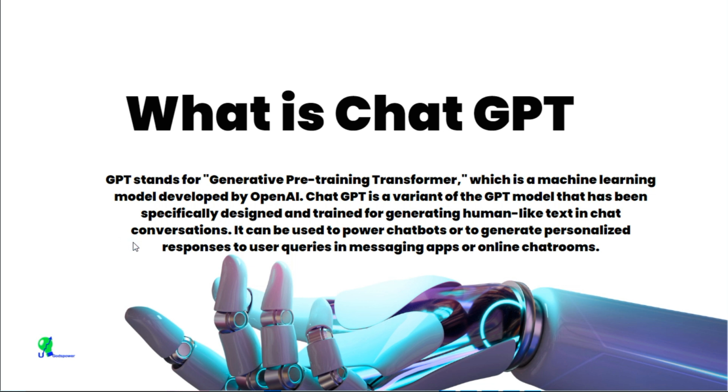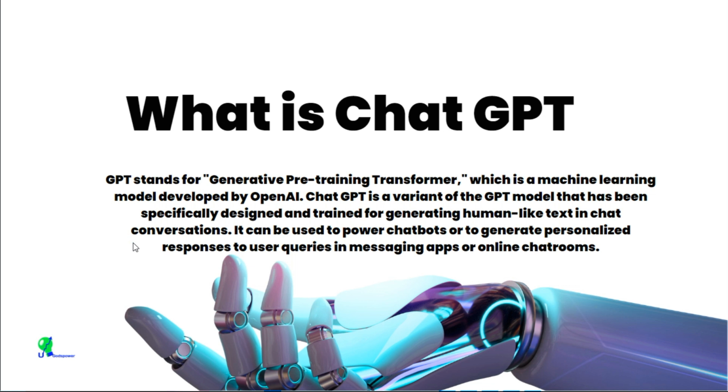GPT stands for Generative Pre-trained Transformer, which is a machine learning model developed by OpenAI. ChatGPT is a variant of the GPT model that has been specifically designed and trained for generating human-like text in chat conversation. It can be used to power a chatbot or to generate personalized responses to user queries in messaging apps or online chat rooms. So that is the meaning of ChatGPT.